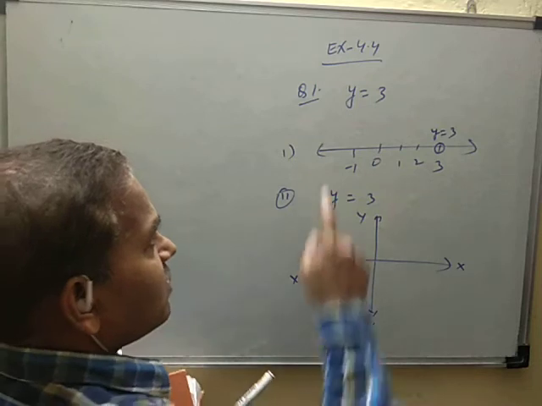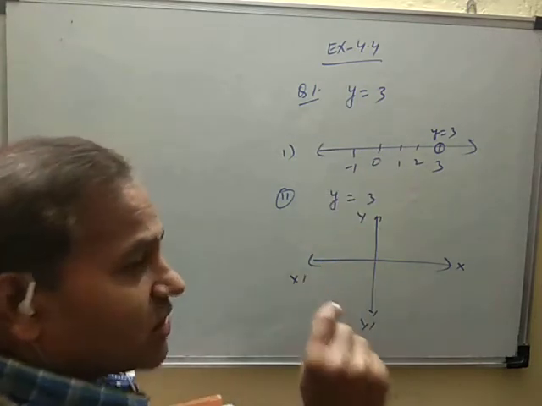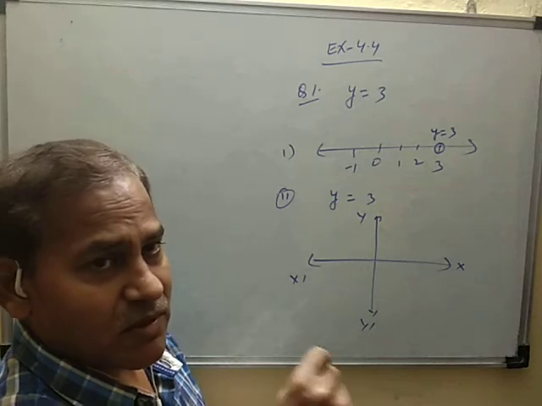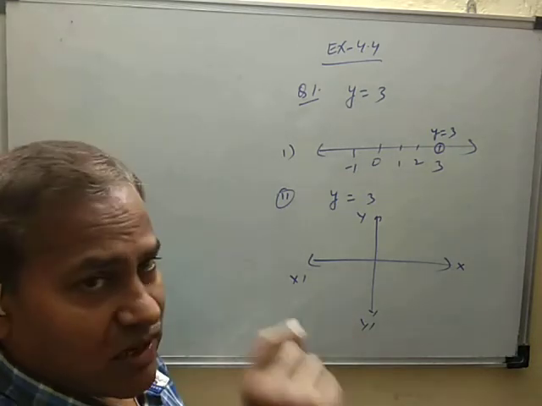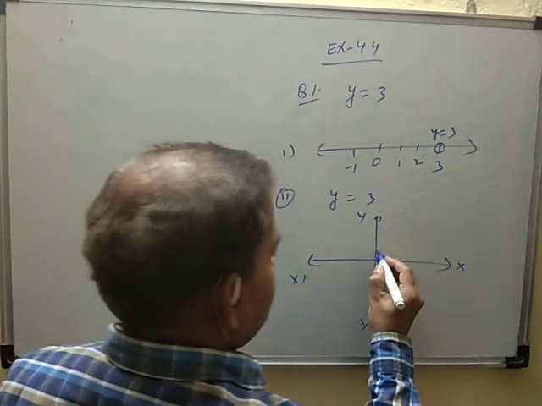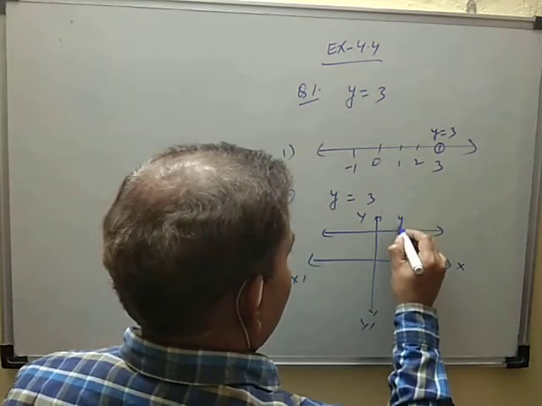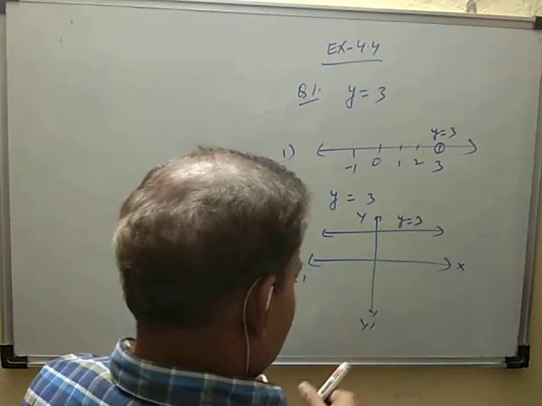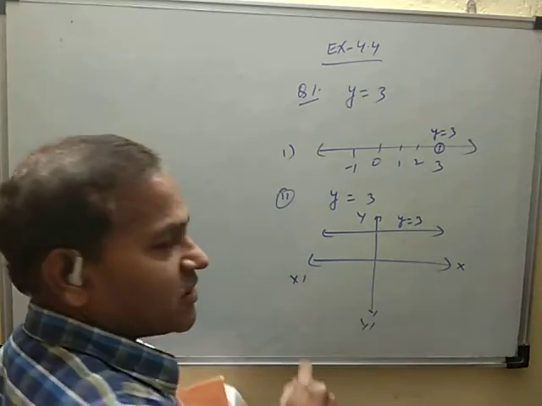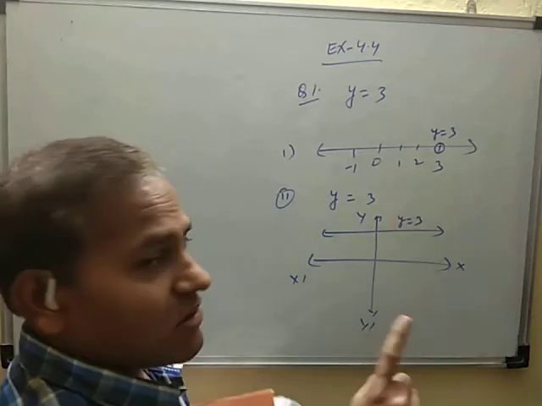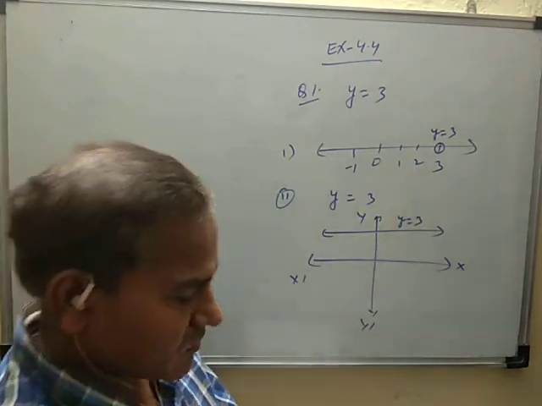So graph of y is equal to 3 is parallel to the x axis. अभी बताया previous example में, graph y is equal to 3 is parallel to x axis. Suppose this is the graph of y is equal to 3. So this is the geometrical representation in 2 variable and this is the representation in 1 variable.